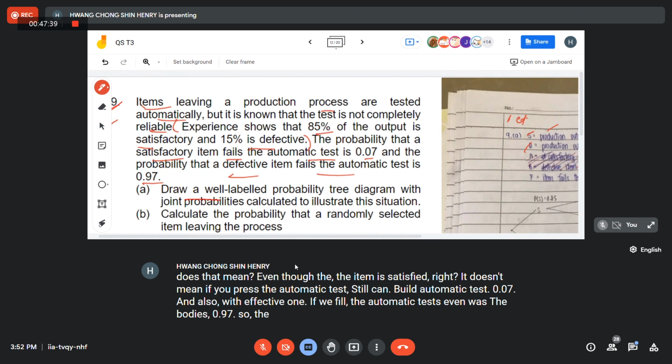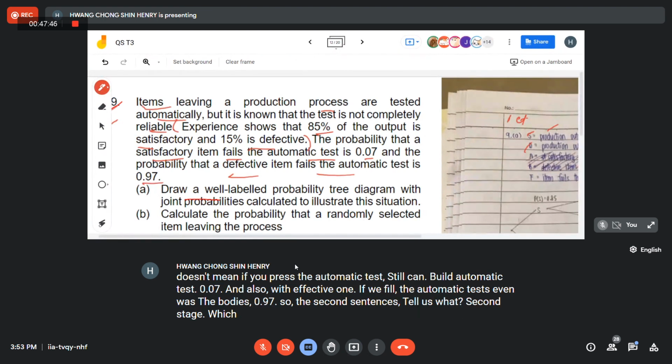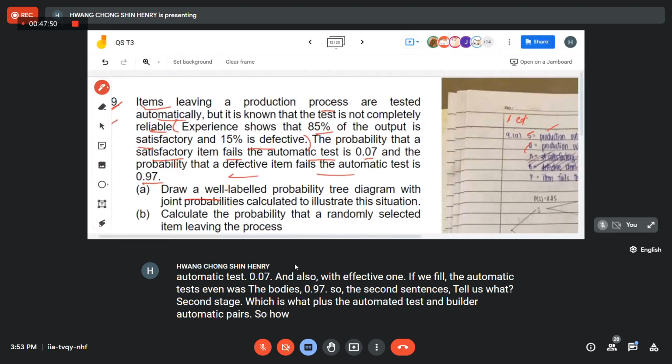So what does the second sentence tell us? Second stage, which is what? Pass the automatic test and fail the automatic test. So how do you write your definition?